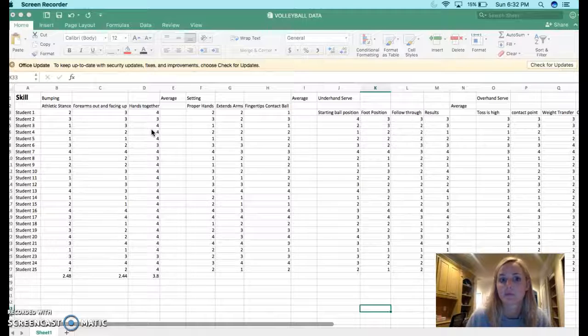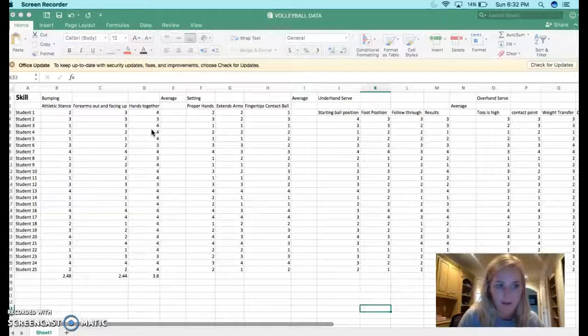So that is the purpose of data, is to see where your lessons need to be. I'm not going to teach a lesson over something that doesn't need to be taught. That's just wasting my time, and the students get bored in the process of that.